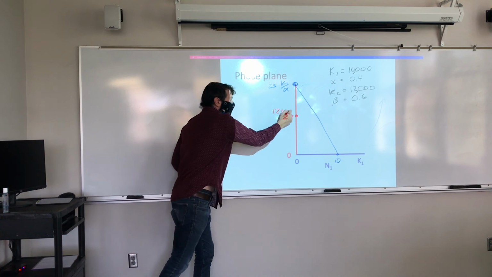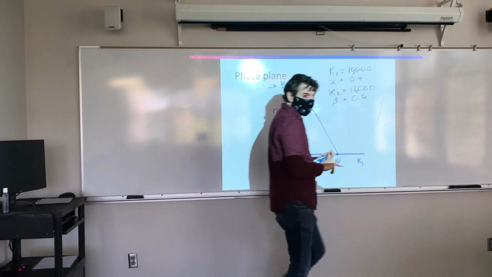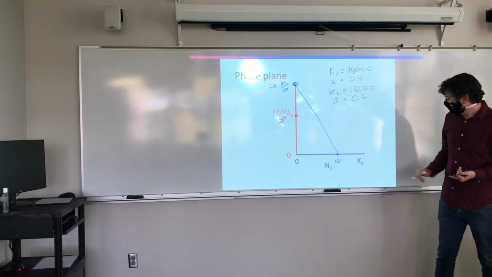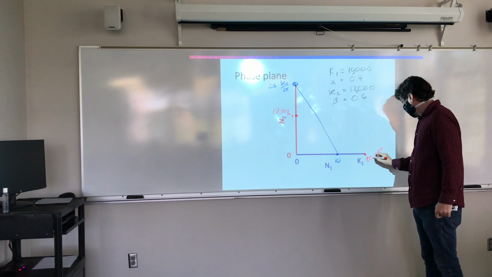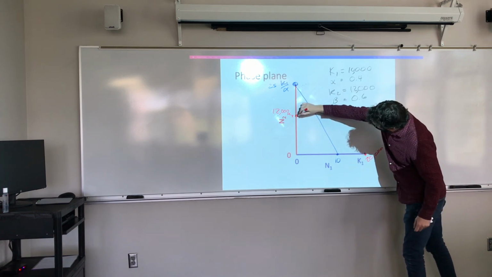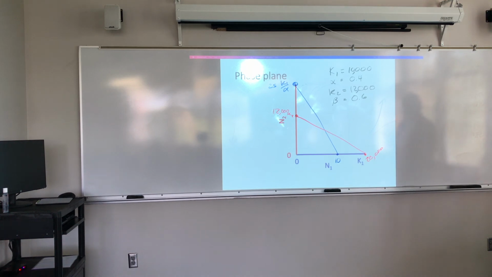Where's the other end of its isocline going to be? 20,000. Yeah, 12,000 divided by 0.6. That's going to come out way out here to 20,000. Let's connect them. Now we've got an intersecting. So now the fun stuff happens.